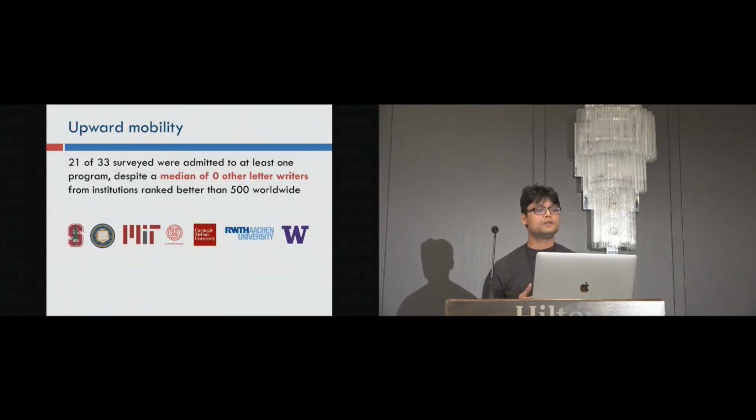We also provided upward mobility. So we surveyed the participants for whom we had written recommendation letters, and 21 of 33 surveyed people were admitted to a place of their choice. They have gone on to places like Stanford, Berkeley, MIT, CMU, and as part of that application process, they were also asking for recommendations from their home university professors or people with whom they had worked. However, a median of 0 other letter writers were from institutions ranked better than 500 worldwide. Thus, the crowd research PIs were the only recommenders from top-tier universities for many participants.